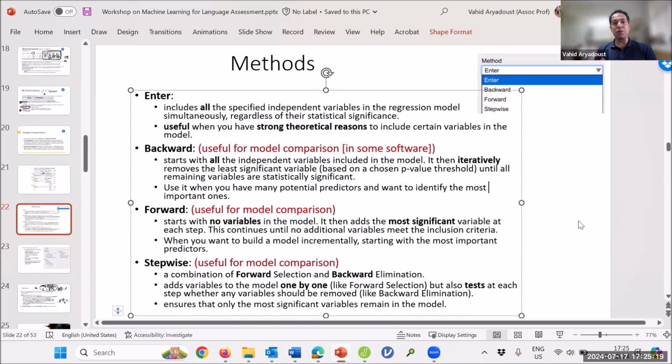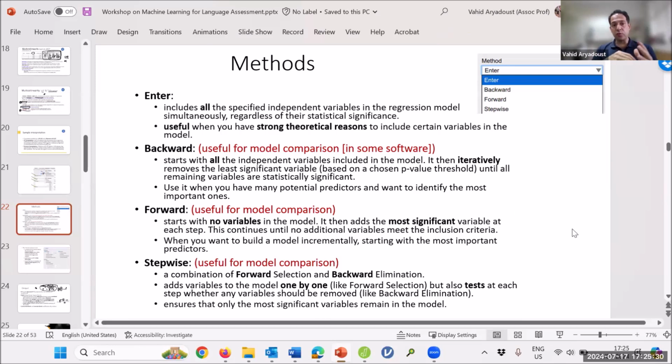But strictly speaking, the two methods that are used for model comparison are basically forward and stepwise. So in forward methods, you start by including no variables in the model, and then you look for the most significant variable, and you include that in the model, and then the second most significant variable is found, and then you include that in the model as well. So it's kind of exploratory. You explore, find out which variable is the most significant one, and you include that.